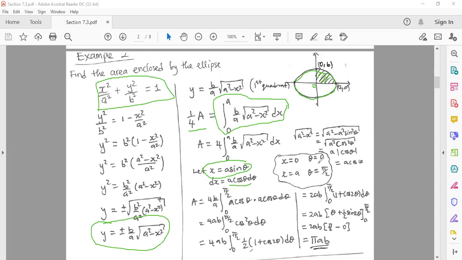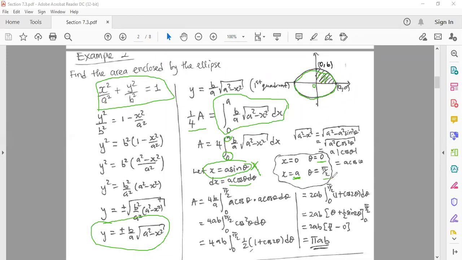When x is 0, what is theta? I put it in this substitution that I made here. If x is 0, sine theta just becomes 0. Sine inverse of 0 is 0. That's how I got 0 there. Now, when x is a, which is the upper bound, what happens? I put a again in this substitution. I get a divided by a, which is 1. Sine inverse of 1 is just pi over 2. Remember, sine of pi over 2 is 1.